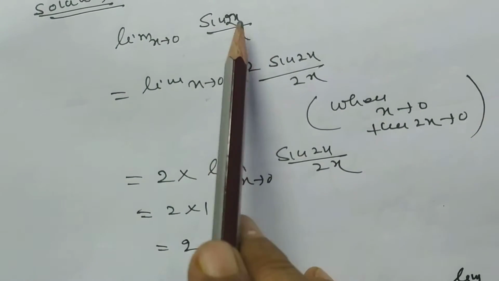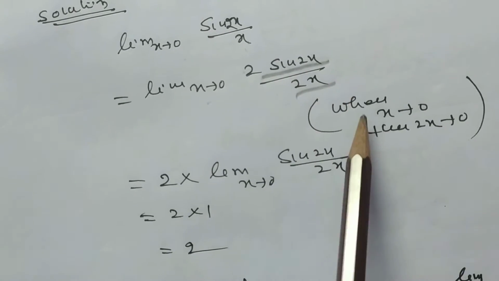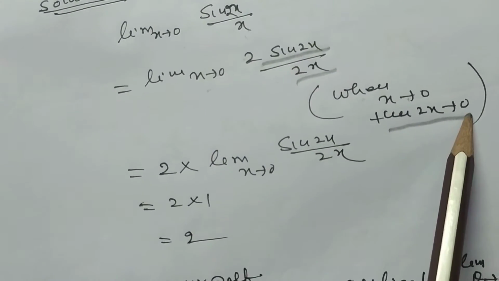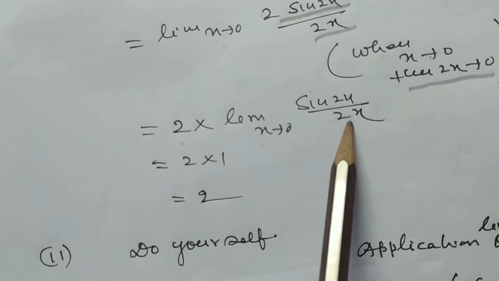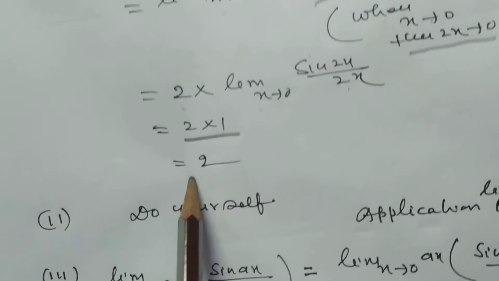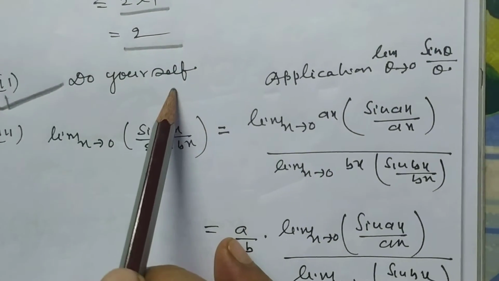We multiply the numerator and denominator by 2. It will be 2 sin 2x by 2x. When x tends to 0, then 2x tends to 0. So 2 into limit x tends to 0, sin 2x by 2x, and it is 2 into 1, which is equal to 2. Problem number 2, you do yourself.